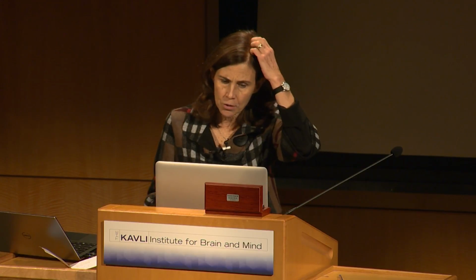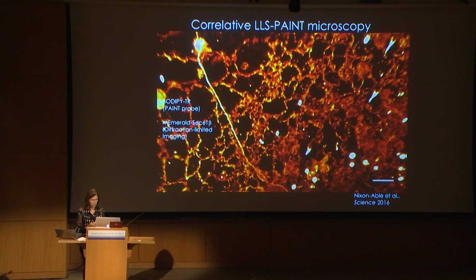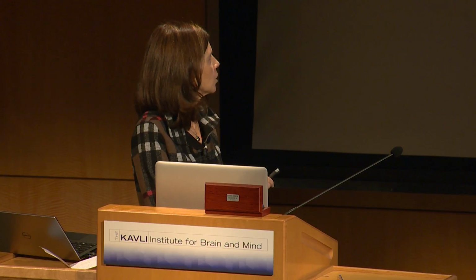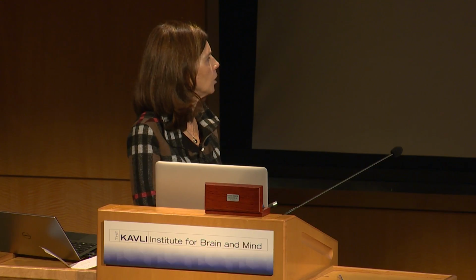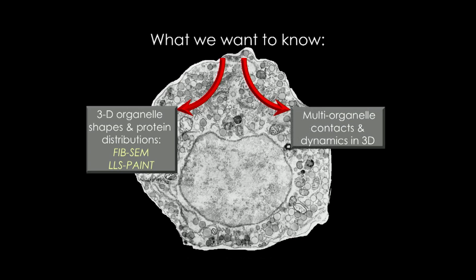This is exciting to us because it really sets the stage for beginning to investigate a whole slew of different proteins and how they localize within this cellular system. So we think that FIB-SEM and lattice light sheet PAINT or PALM-like correlative approaches will allow us to really gain deeper information about how all of these organelles are shaped in 3 dimensions and how different proteins might distribute on them. But one of the challenges that we still face is how many organelles are arranged relative to each other in a living cell context.